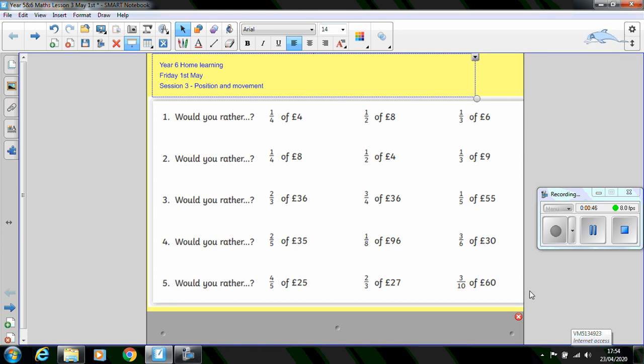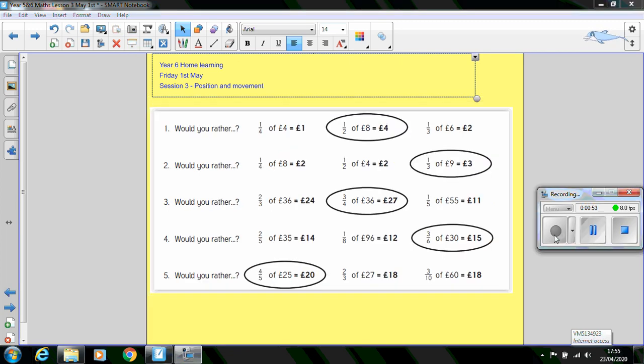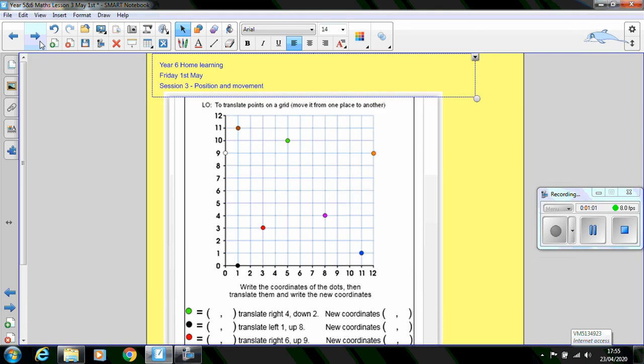Have a go at the questions, press pause, and as we've done for the last few sessions, I'll come back with the answers shortly. So here are the answers for you just to check, and we'll move on now to the next part of the lesson, which is all about position and movement. And today we're going to have a look at translation.